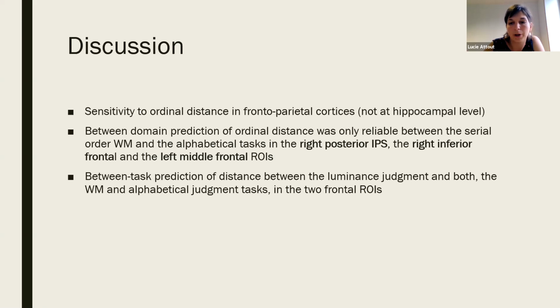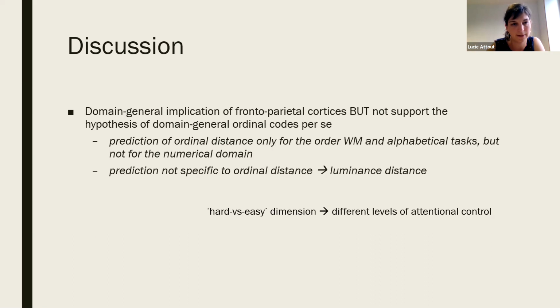And also, we observed evidence for between-task prediction of distance between the luminance task and the working memory and alphabetical judgment task in frontal areas. So now our results are in favor of a domain-general involvement of frontoparietal cortices, but don't support the hypothesis of domain-general ordinal codes per se.